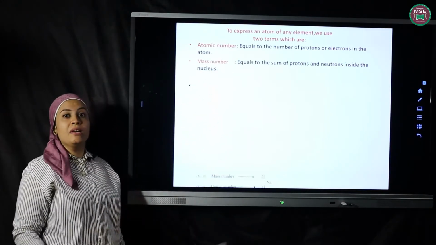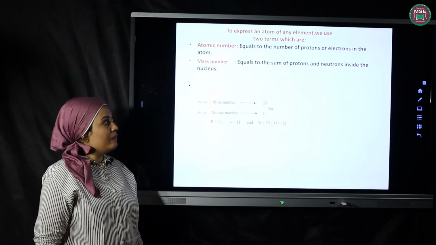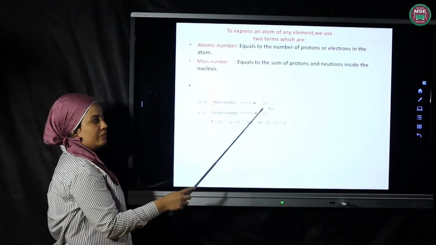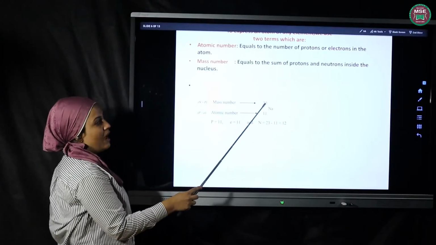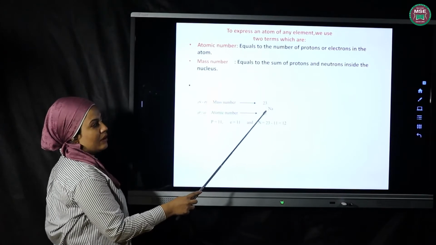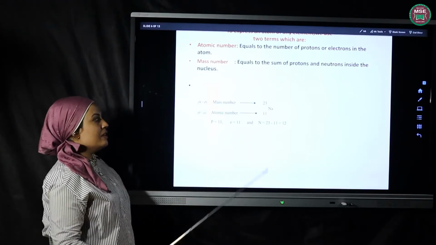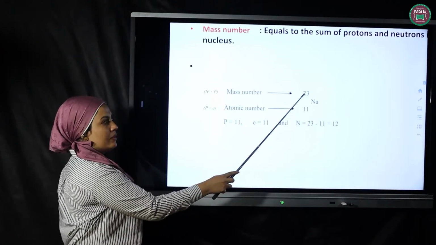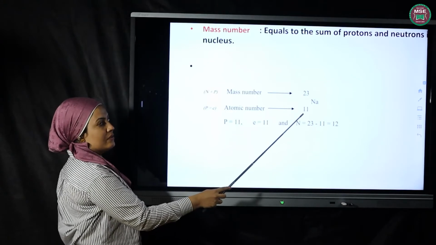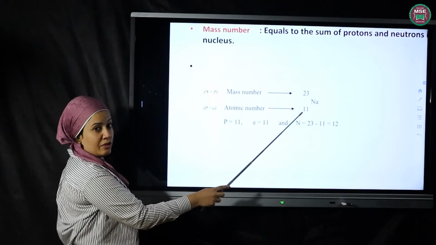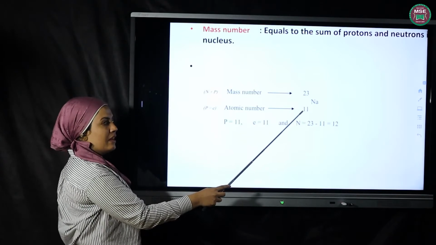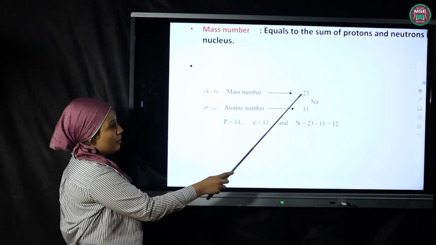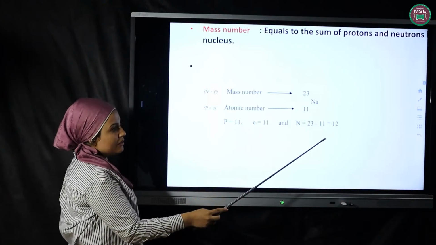But my mass number equals the sum of protons and neutrons, okay? Like my symbol sodium, Na, it has a number written above here, and there is another number which is written below. This number is called atomic number, and this number is called mass number. I want to know again, what is the meaning of atomic number? It is the number of positive protons or, right, negative electrons. What about this number? This number is mass number, which equals the protons and the neutrons.